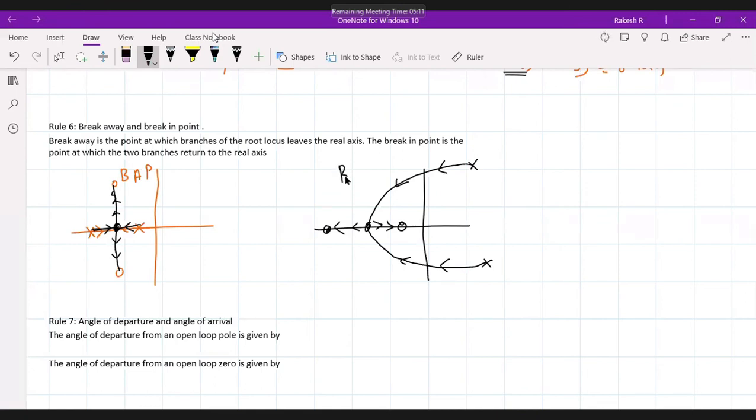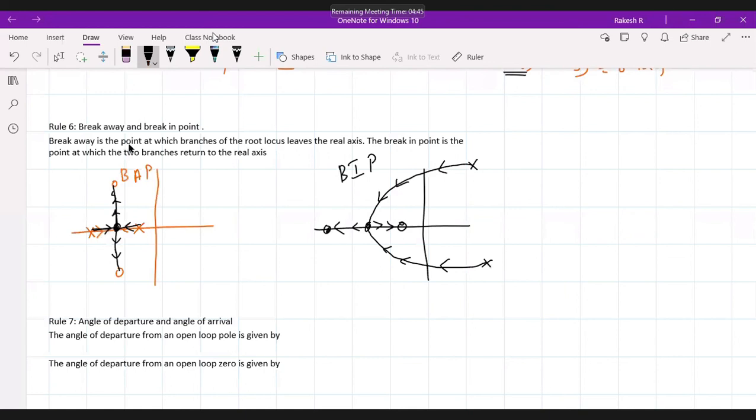Right? This is called break in point. BIP. Break in point. Here the locus of the roots are breaking inside the real axis and merges with 0 here. Here it is breaking away from the real axis. It is breaking away from the real axis here. That is what break in point and break away point here is.